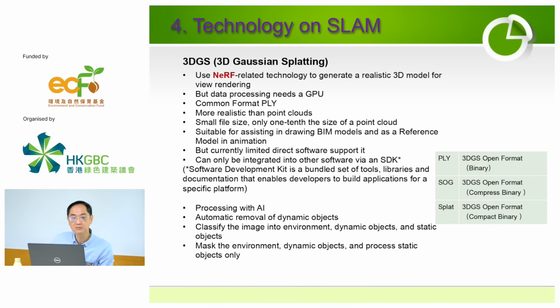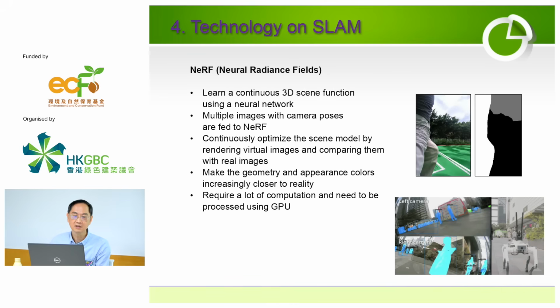It can automatically remove dynamic objects, for example, people or moving cars. It can help us to classify images into environment, dynamic objects and static objects. It also can mask the dynamic objects in the environment. For example, the NeRF, okay, neural radiance fields. It can learn a continuous 3D scene function using a neural network. Okay, it is a very hot topic on the neural network. For example, the guy here, it can recognize and then trim, remove the guy because he is moving.